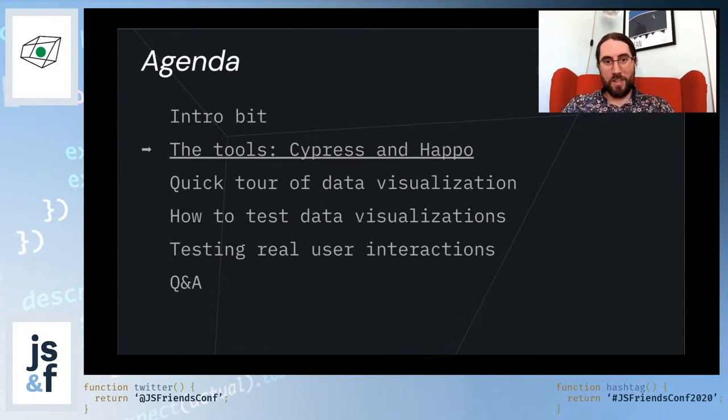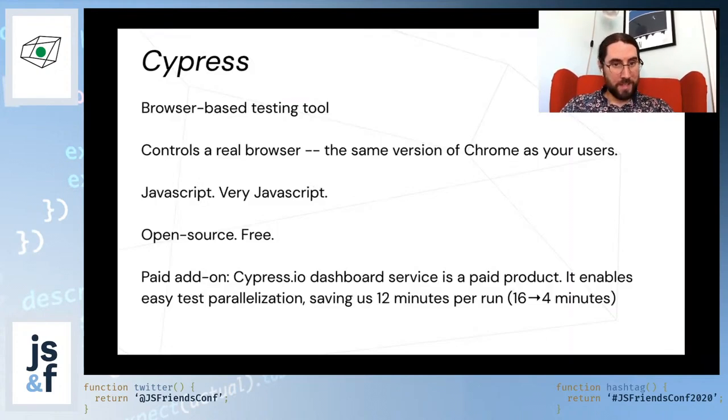Okay, so Cypress and Happo. Cypress is a browser-based testing tool. It drives a real browser. It drives Chrome most of the time, the exact same version of Chrome as you and your users use. It's JavaScript code. It feels like JavaScript. It's very ergonomic in that way. So you write this JavaScript code and it does things to a browser, and you can assert things based on what's on screen and grabbing values off the screen and so forth.